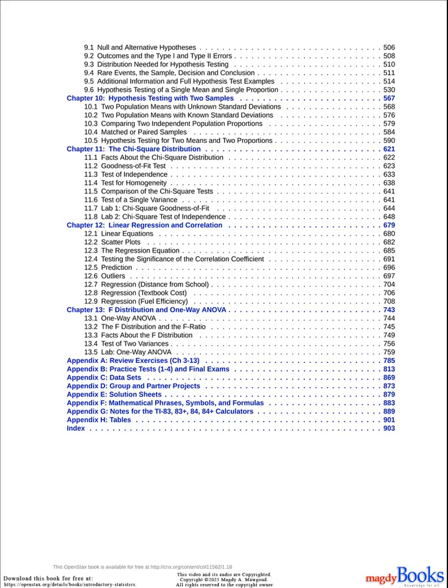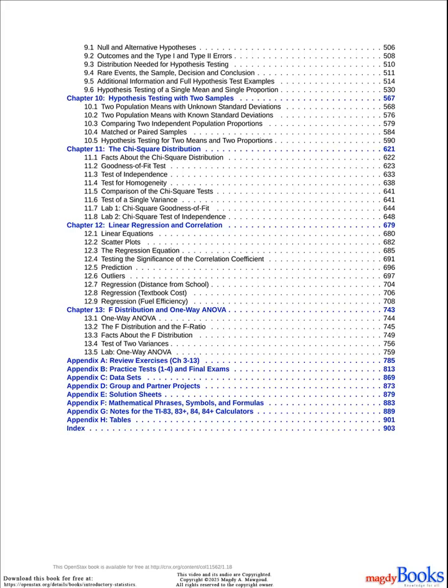Chapter 13. F distribution and one-way ANOVA. 13.1. One-way ANOVA. 13.2. The F distribution and the F ratio. 13.3. Facts about the F distribution. 13.4. Test of two variances. 13.5. Lab. One-way ANOVA.